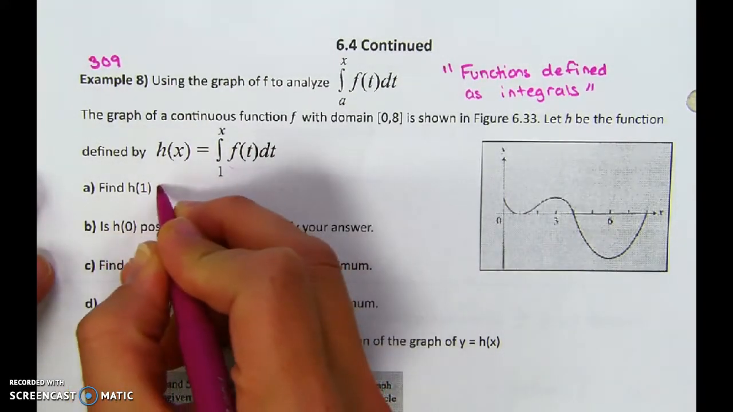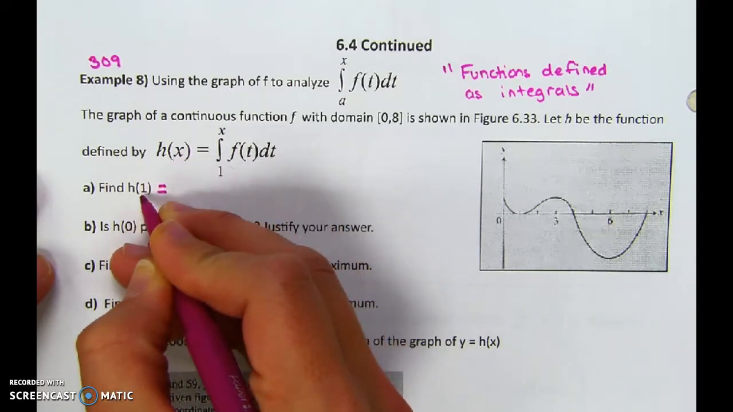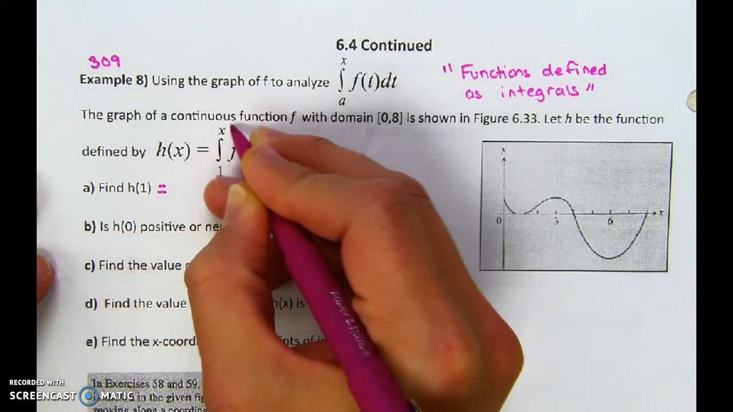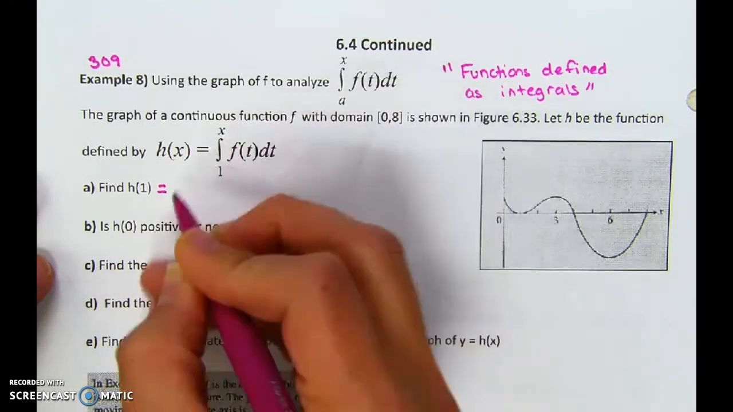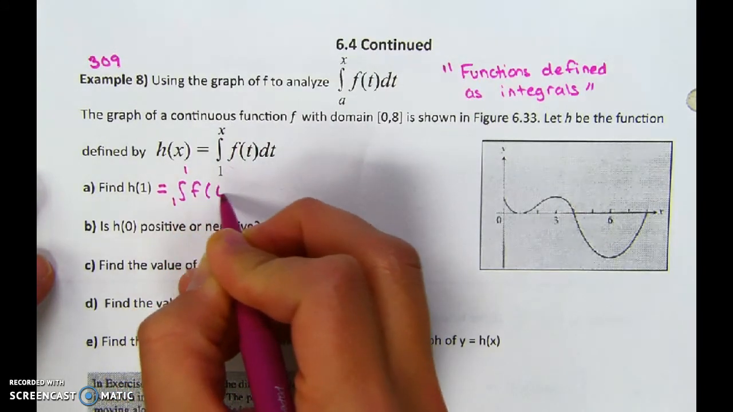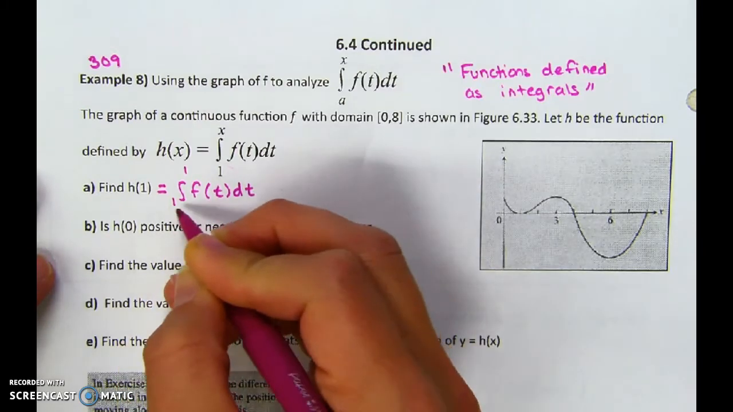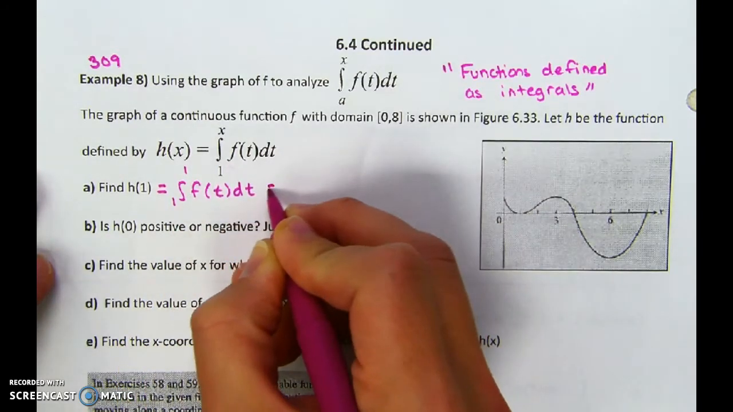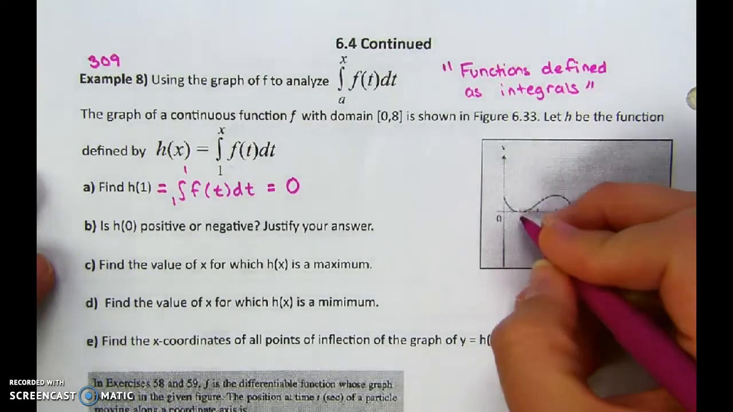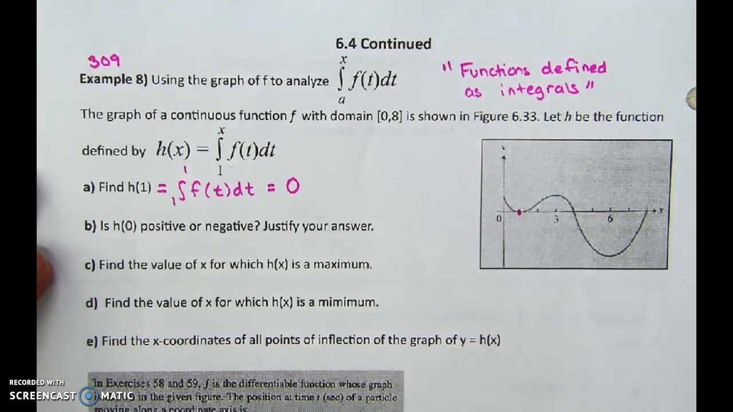Find h of 1. So this is x and this is x, so if x changed to 1 on the left side, then x is going to change to 1 here, not the t, just the x. So we're going to rewrite x equals 1 of f of t. Now, what do you notice? Now we have the integral from 1 to 1, and because those are the same, this will equal 0. Because the area from 1 to 1, you didn't move anywhere, so the area is 0.